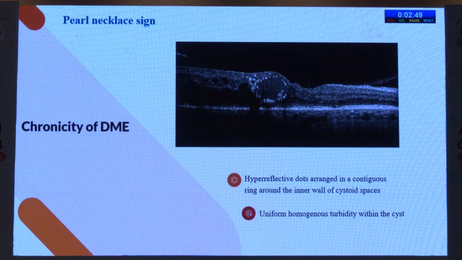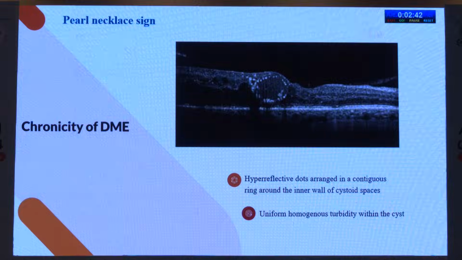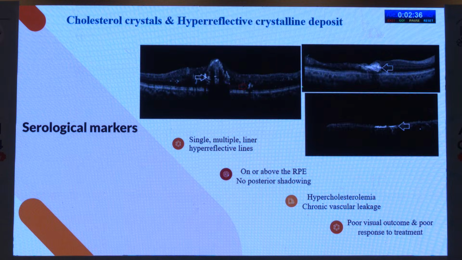Pearl necklace sign, sometimes it is labeled as the precursor of the hard exudates. They are the homogeneously arranged hyperreflective dots inside the wall of the large cystic spaces, and again their presence shows a poor outcome to treatment.